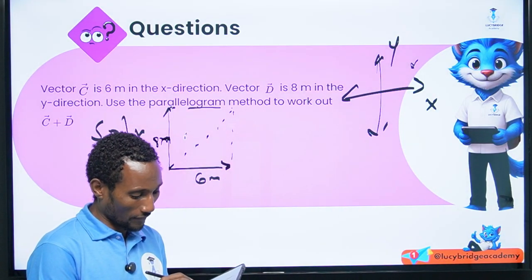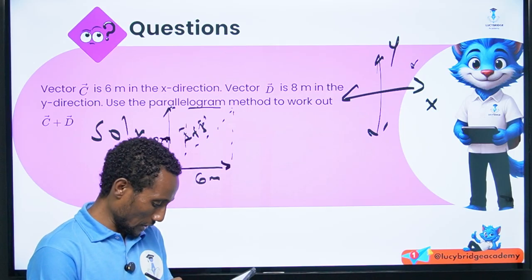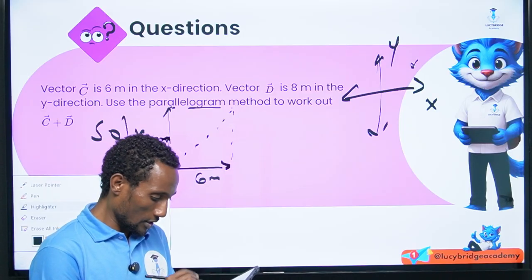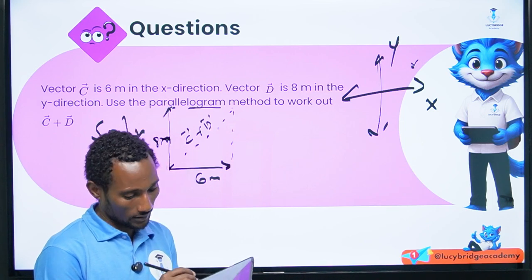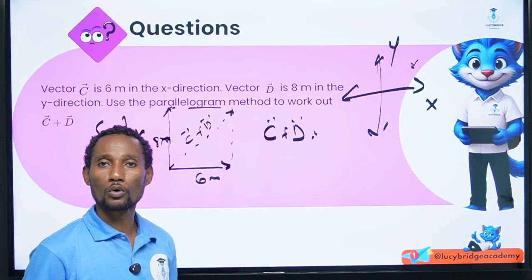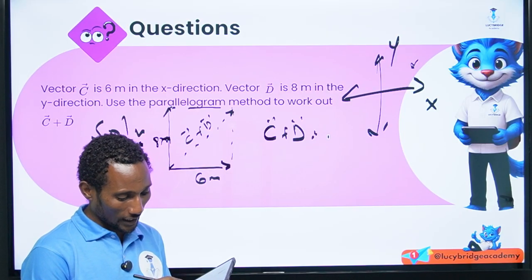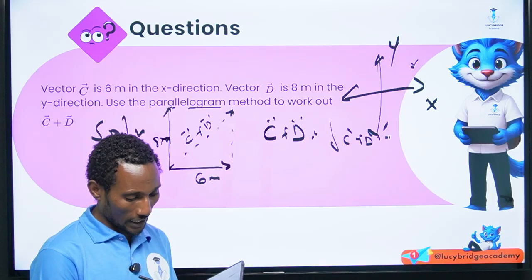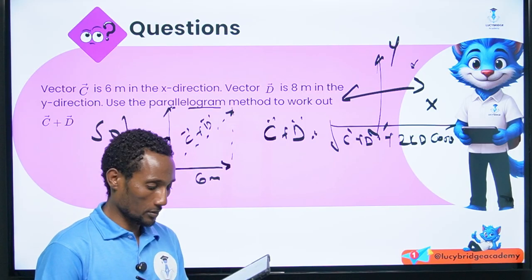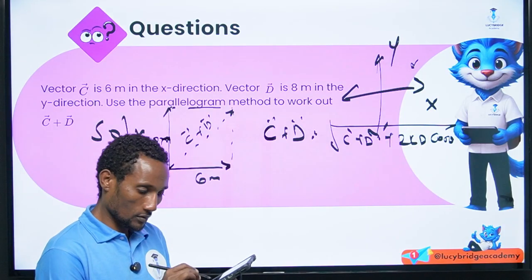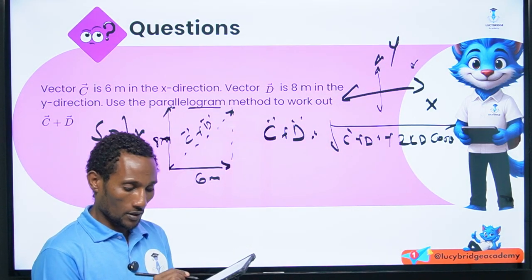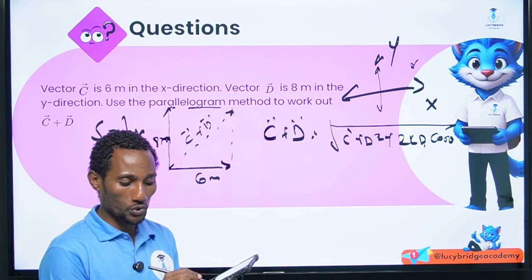The diagonal of the parallelogram is A plus B, or simply, for the given vectors, C plus D. This diagonal, C plus D, is the same as the square root of C squared plus D squared plus 2CD cos theta.